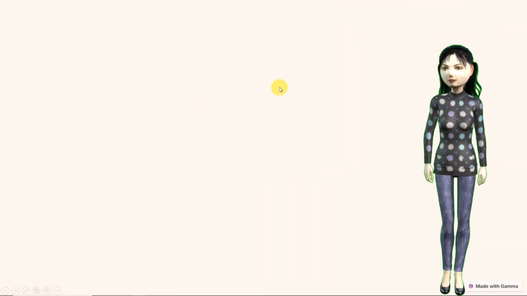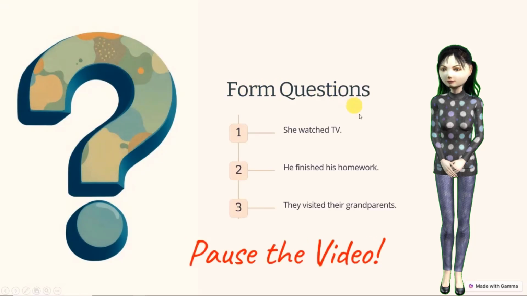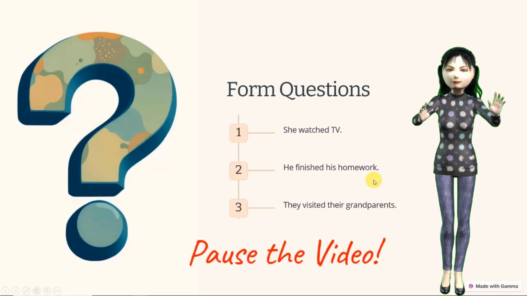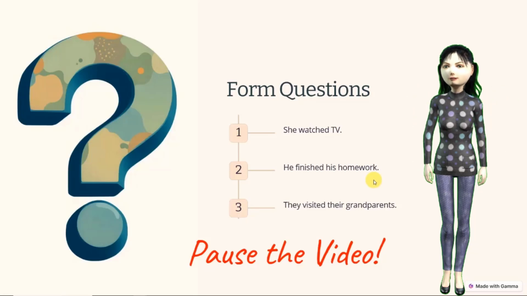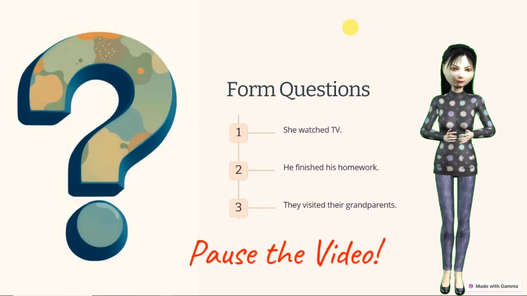Okay, now that you've answered some questions, let's have a look at how to form questions. Once again, guys, pause the video. I'd like you to write it down in your notebook and then form the question. Write a question for each. She watched TV? Make the question for it. He finished his homework? Make the question for it. Guys, I'm going to give you a minute or two to write down all your answers, and then we'll continue watching the video again. You must pause the video.